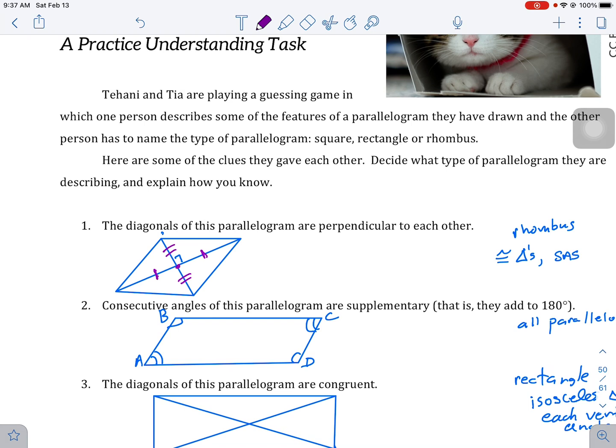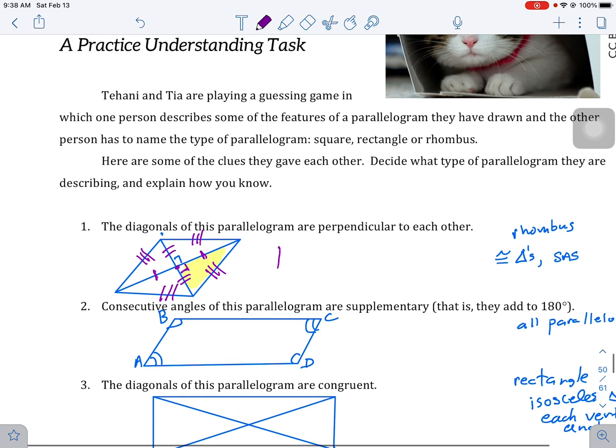And one of the things that you notice is that this creates four congruent triangles, because they all have side-angle-side. They've got the 90-degree angle, and they've got the two sides. So given that these are four congruent triangles, we can say that the base of these triangles is the same. And the fact that we have four congruent sides means that it has to be a rhombus.